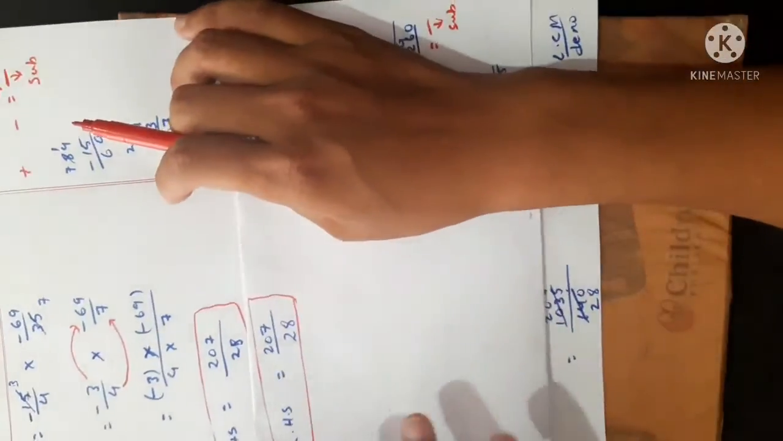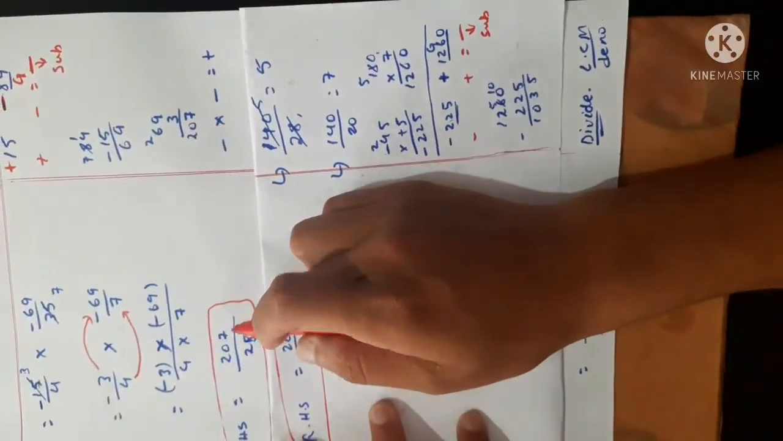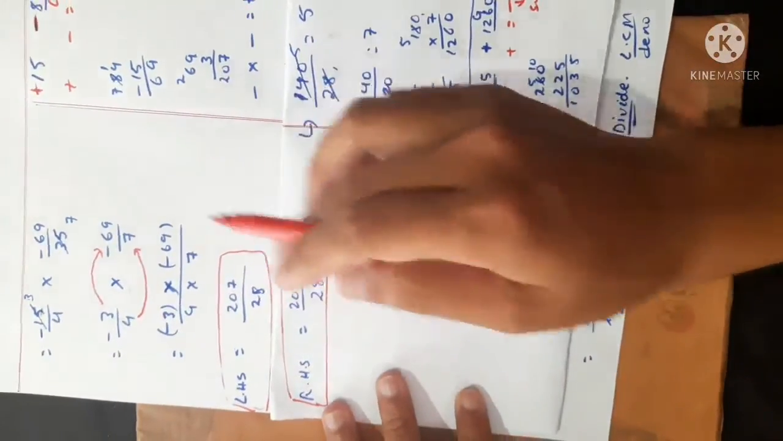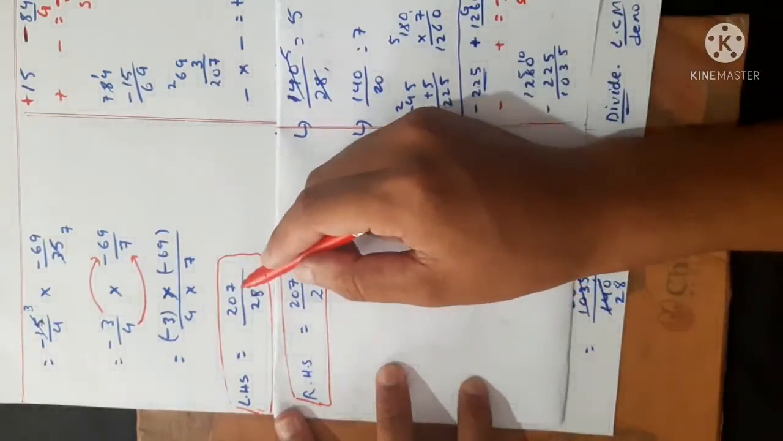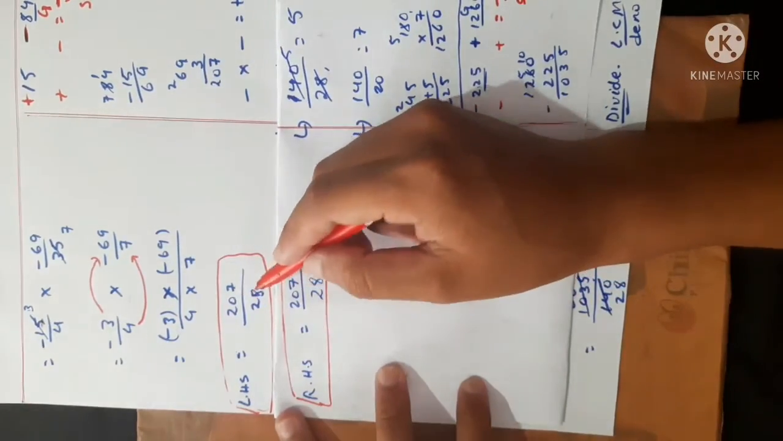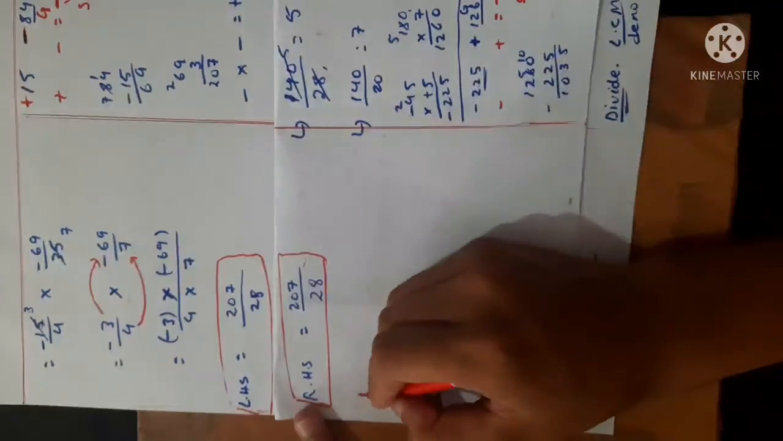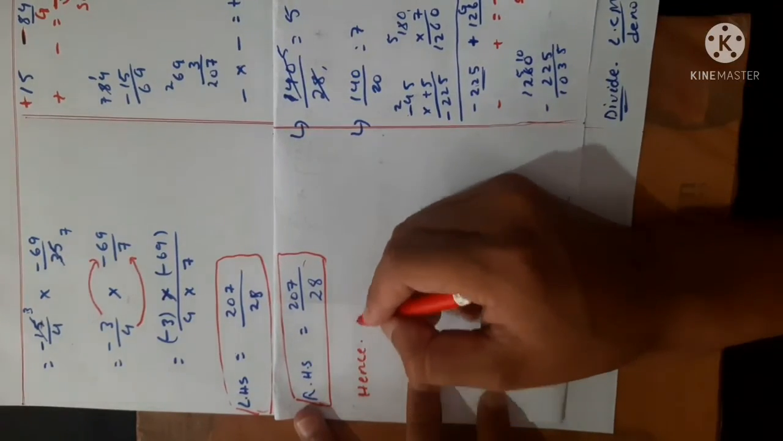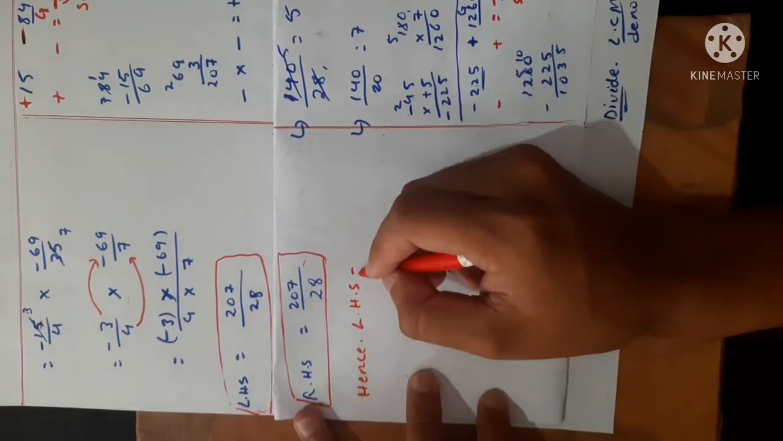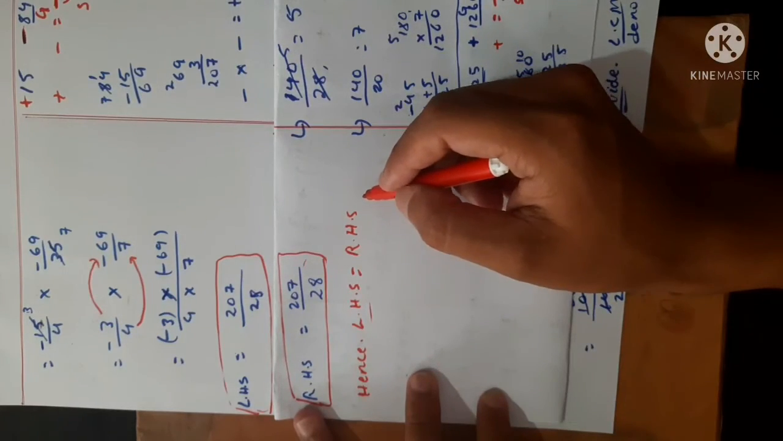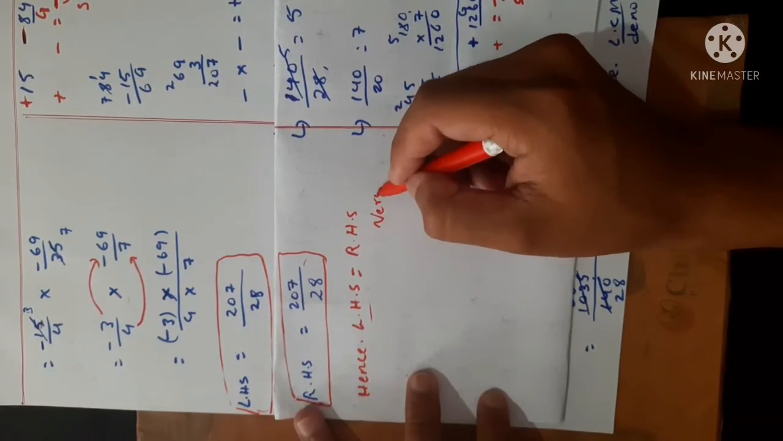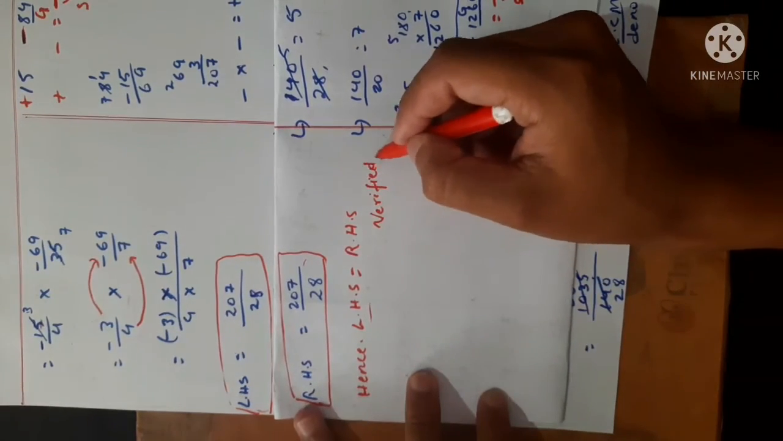So this is the left hand side, which we first solved in the previous step, and this is the right hand side. So you see they are equal. They are both 207 by 28. So hence we write left hand side equals right hand side, isn't it? This is what we have to prove, isn't it? Left hand side must be equal to right hand side, and hence we say that it is verified.